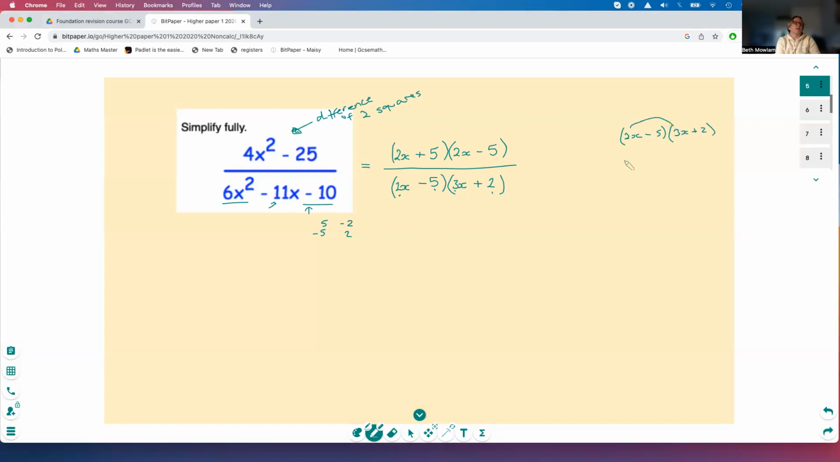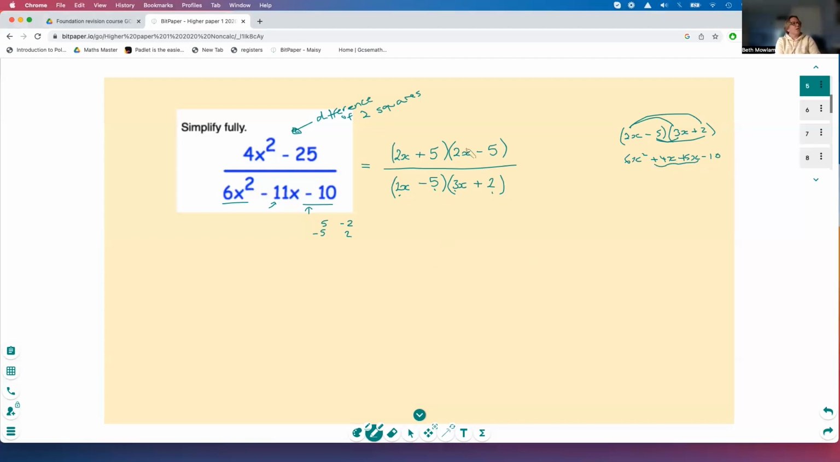2x times 3x gives us 6x squared. 2x times 2 is 4x. Minus 5 times 3x is minus 15x. Minus 5 times 2 is minus 10. Combine the minus 15 and the 4. That makes you minus 11.